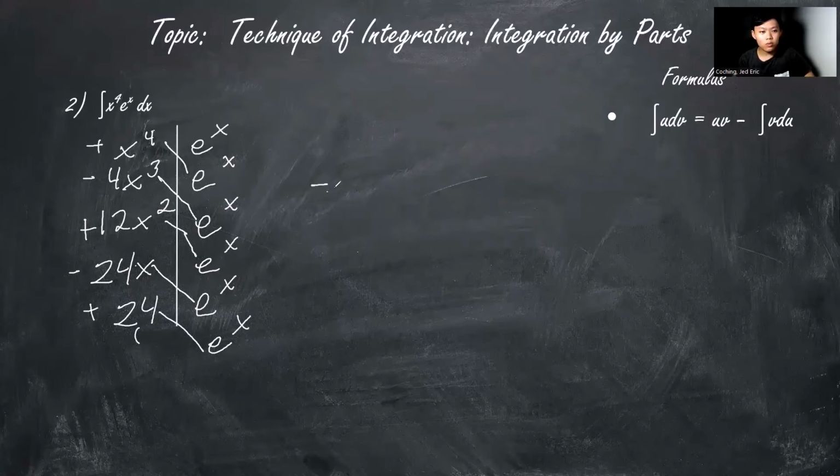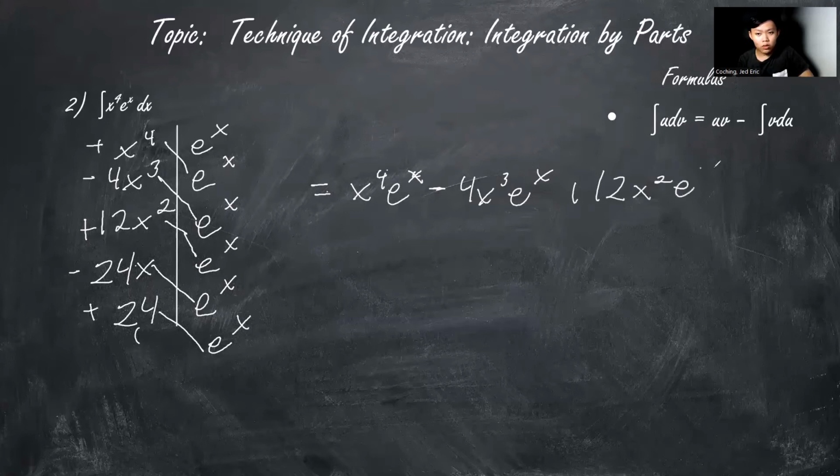Now you can just write it down. It's going to be equal to x^4 e^x minus, as there's a negative here, 4x^3 e^x plus 12x^2 e^x minus 24x e^x plus 24 e^x plus c.